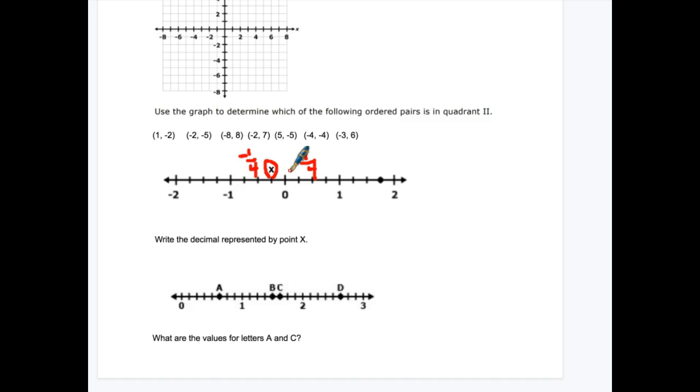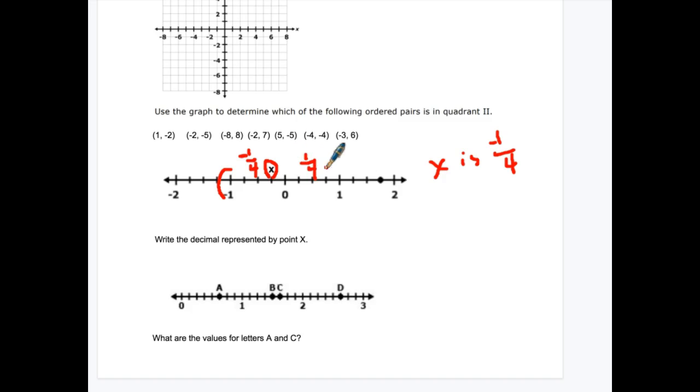Okay, so if this is 0 and I'm moving to the left and each of these interval markers is 1/4, then x is negative 1/4. Since this is negative 1, I know that x has to be less than 1.